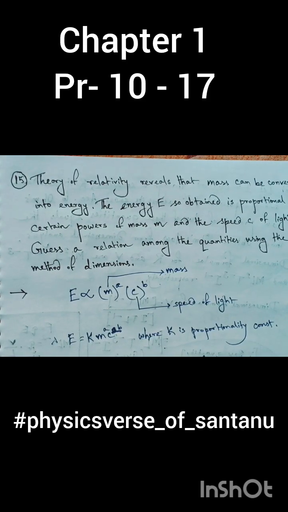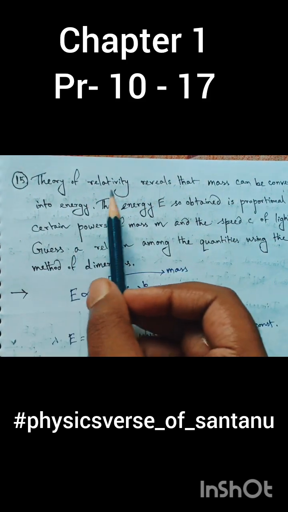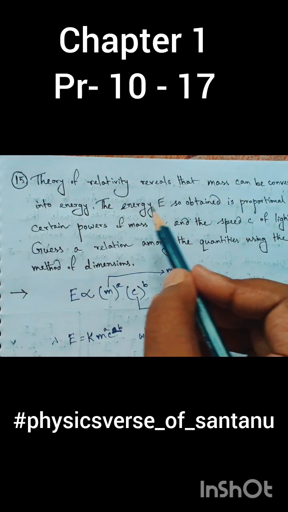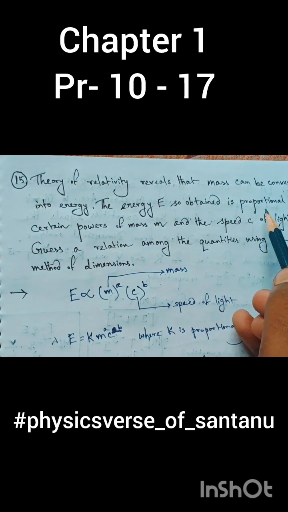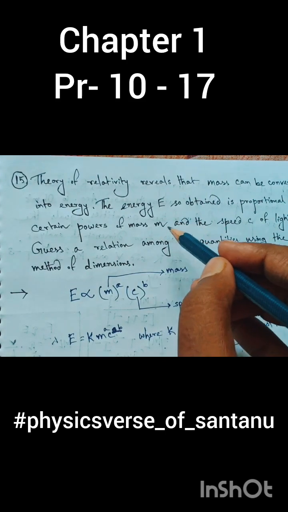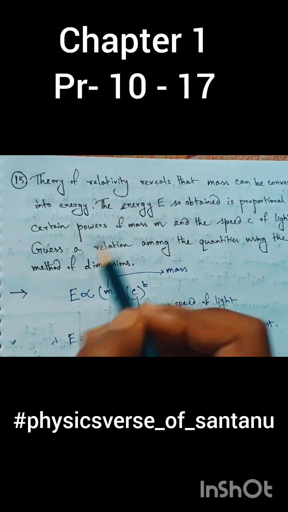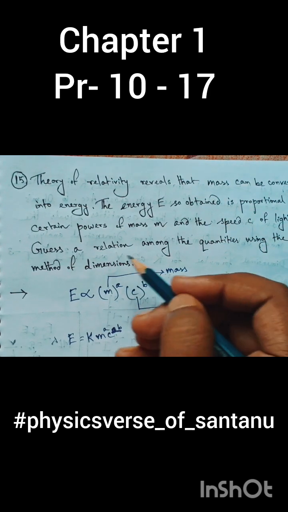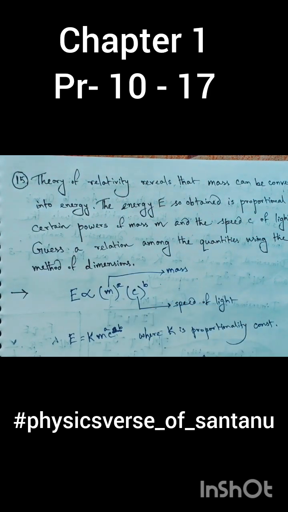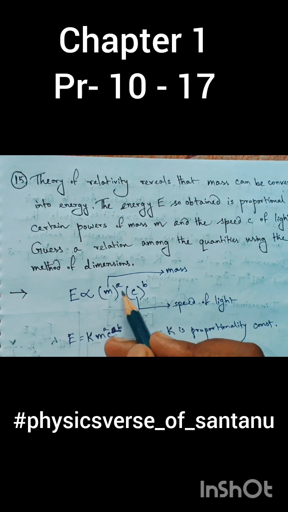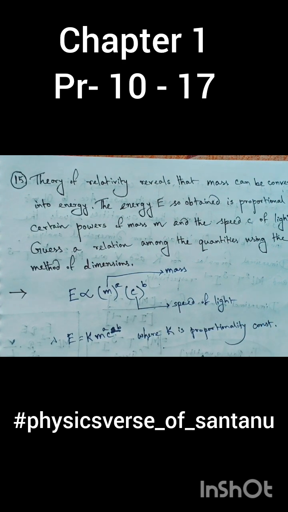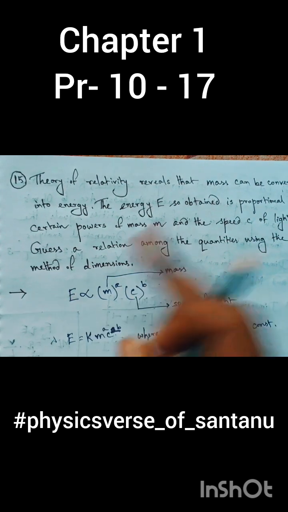Now let's move on to problem number 15. It says the theory of relativity reveals that mass can be converted into energy. The energy E so obtained is proportional to certain powers of mass m and the speed c of light. Now we have to guess the relation among the quantities using the method of dimensions. So given E is proportional to m to the power A and c to the power B, where m is mass and c is the speed of light. E is the corresponding energy.